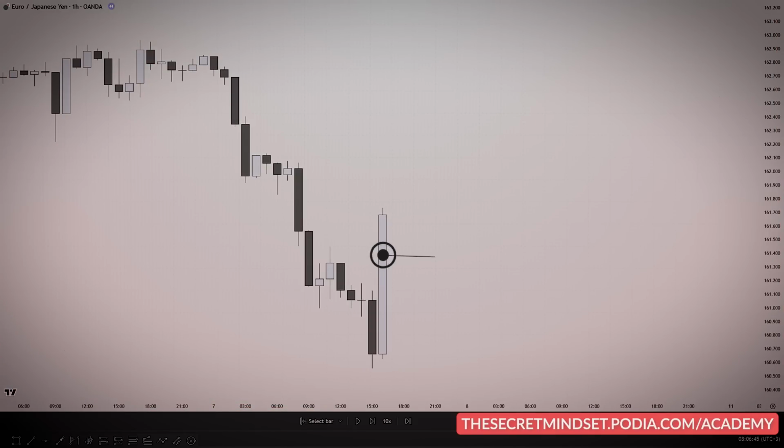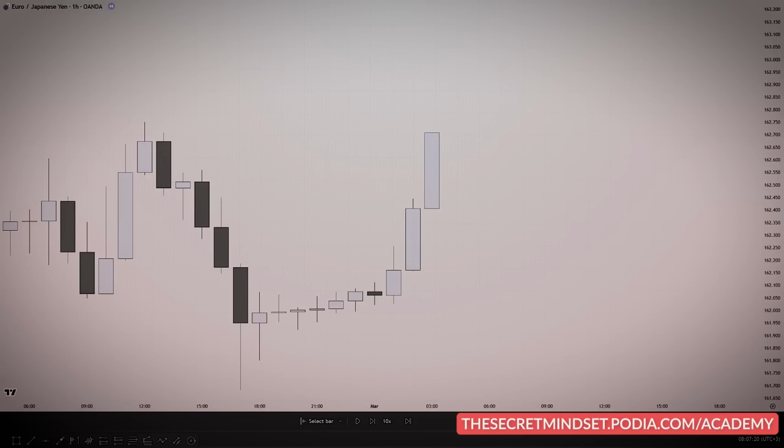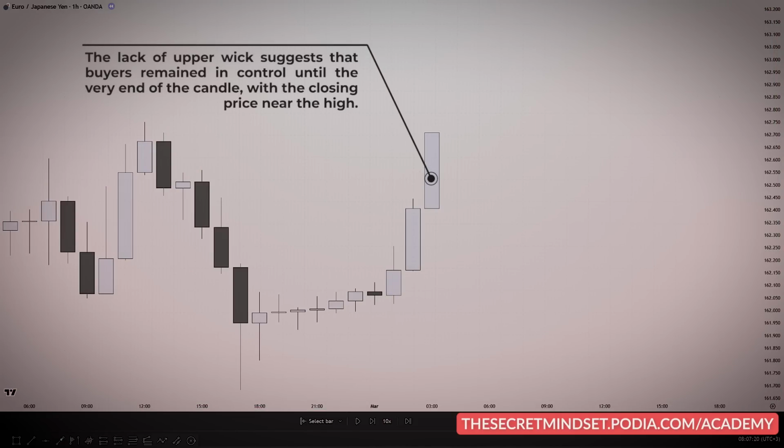A long bullish candlestick forms when the closing price is significantly higher than the opening price. In terms of supply and demand, this indicates that buyers were in complete control during this period. They aggressively bid up prices, absorbing any available supply. The lack of upper wick suggests that buyers remained in control until the very end of the candle, with the closing price near the high.